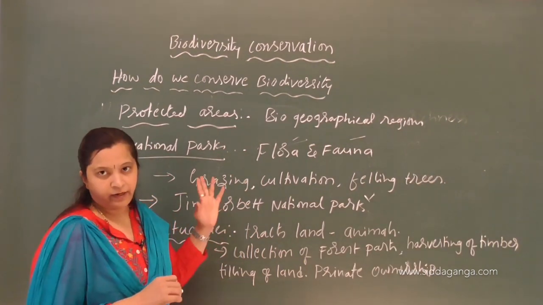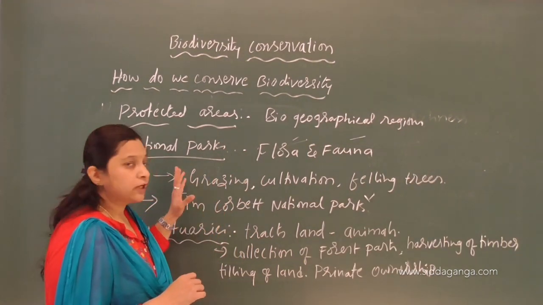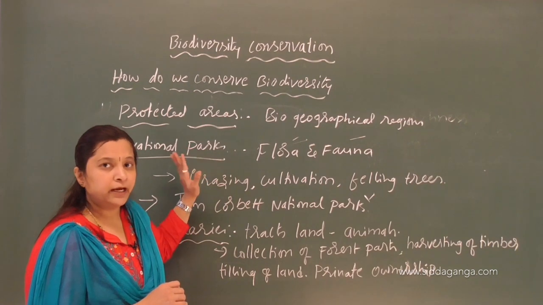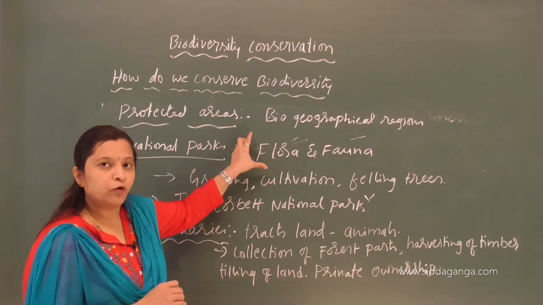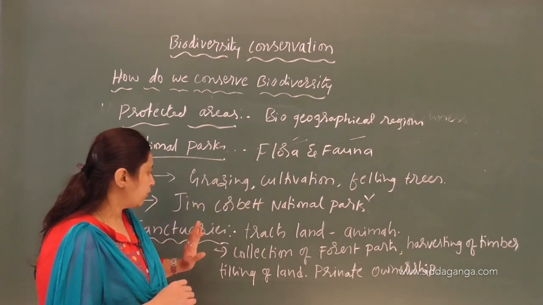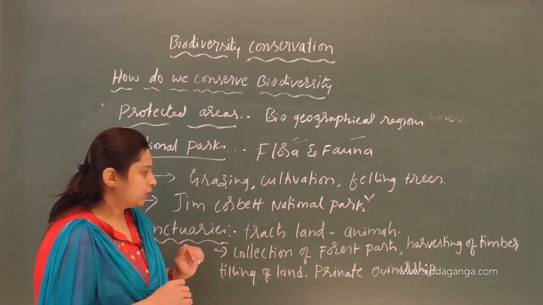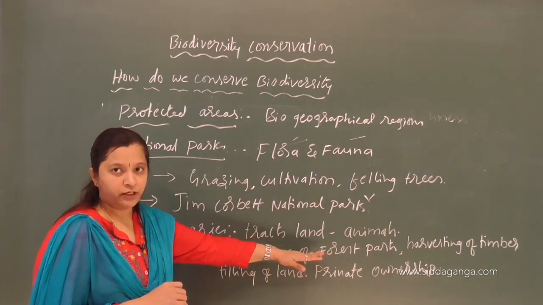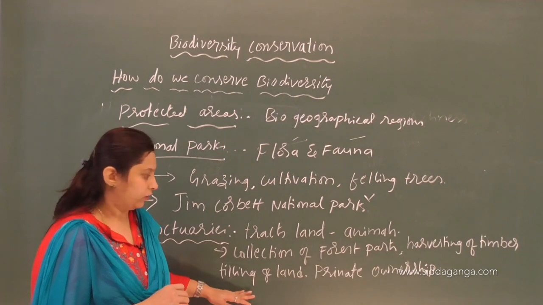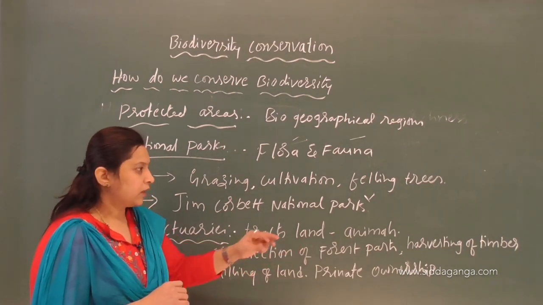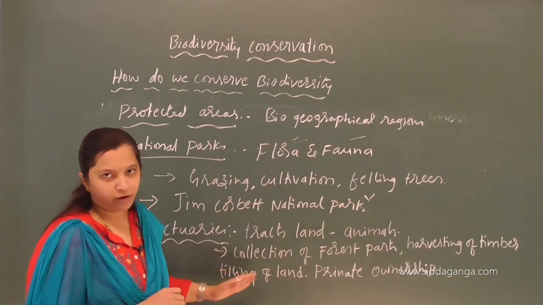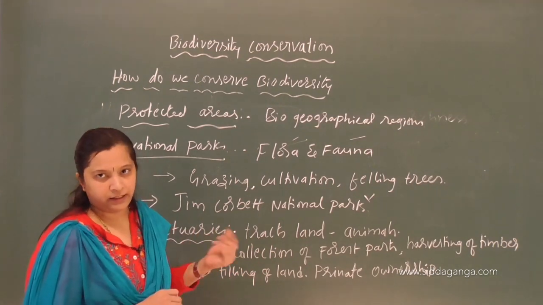So what is the difference between national parks and sanctuaries? National parks are larger than wildlife sanctuaries and are maintained by the government. Here both flora and fauna are protected and no human activities are allowed. But wildlife sanctuaries are smaller than national parks, and only the animals are protected from all types of exploitation. To some extent human activities are allowed, for example collection of forest produce, harvesting of timber, tilling of land, and private ownership of land.